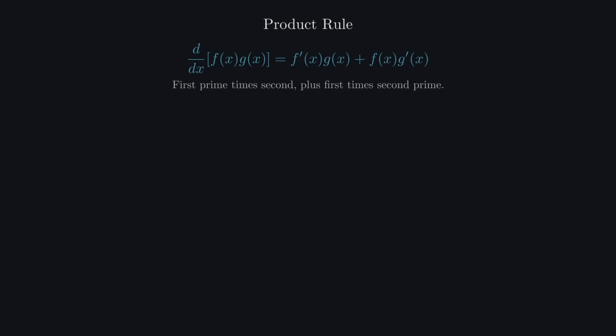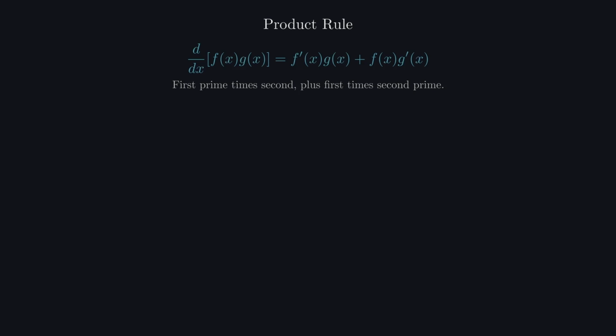Next, we study the product rule. If y equals f of x times g of x, and both f and g are differentiable, then the derivative is d by dx of f of x times g of x equals f prime of x times g of x plus f of x times g prime of x. In words, derivative of the first times the second plus the first times derivative of the second. This rule is essential whenever we see factors multiplied together.